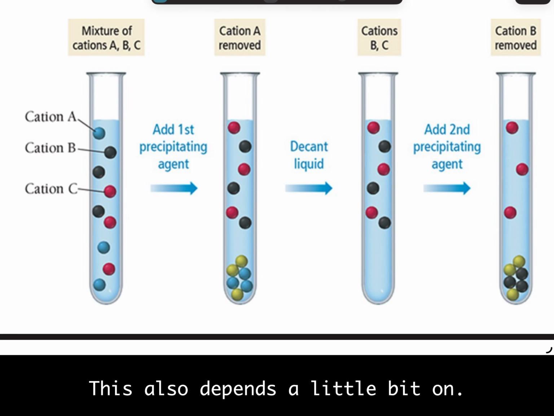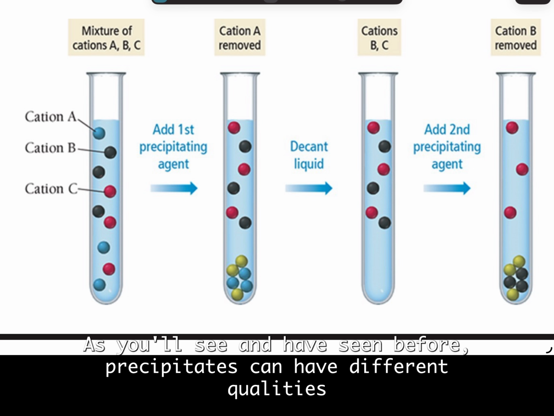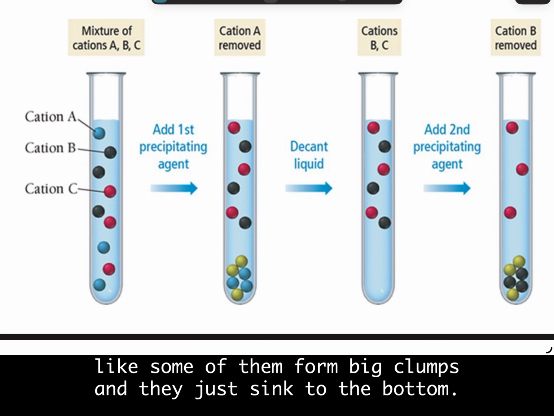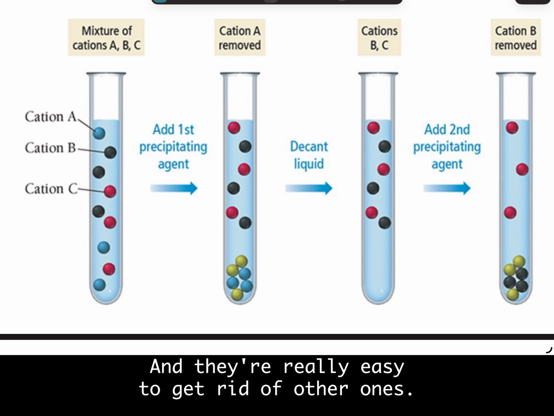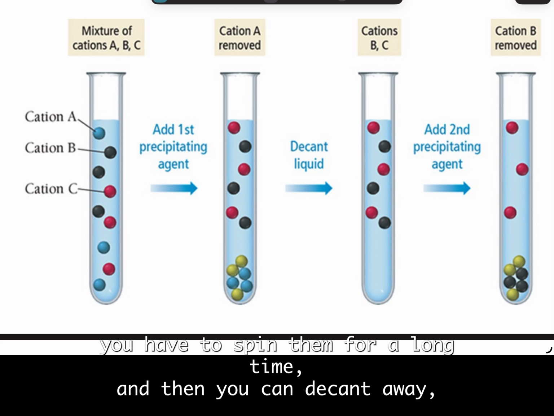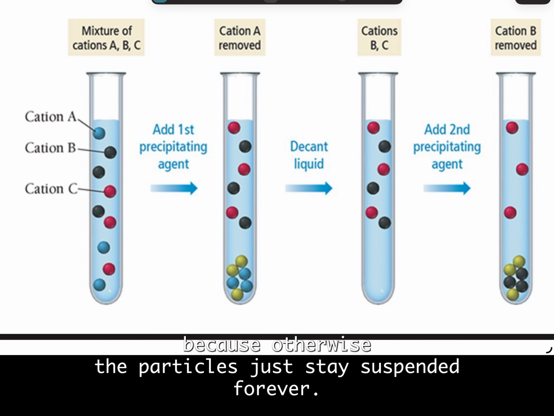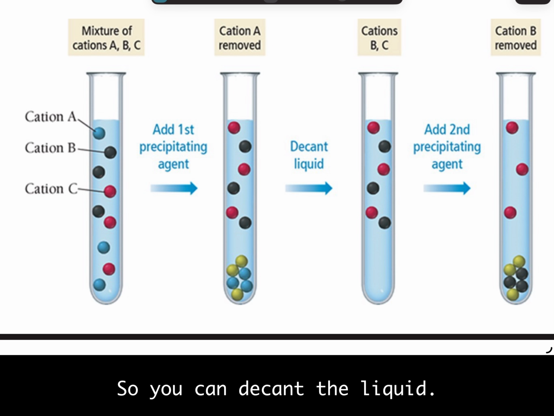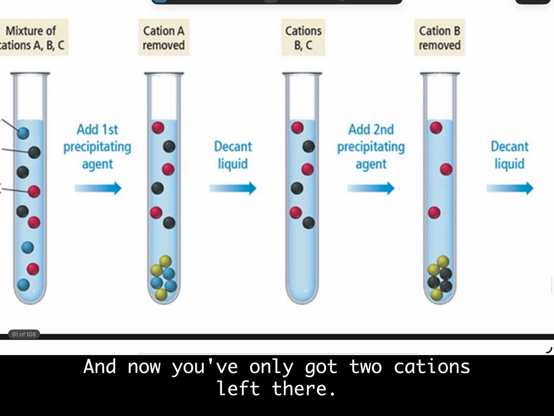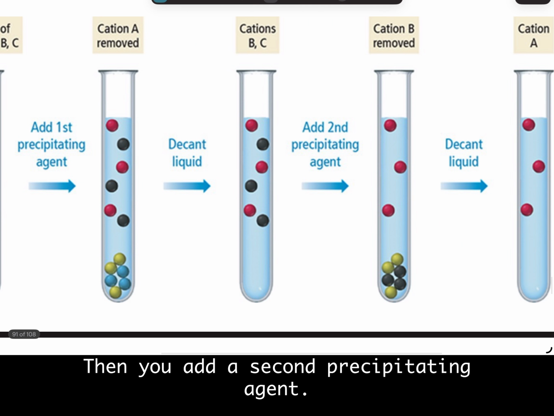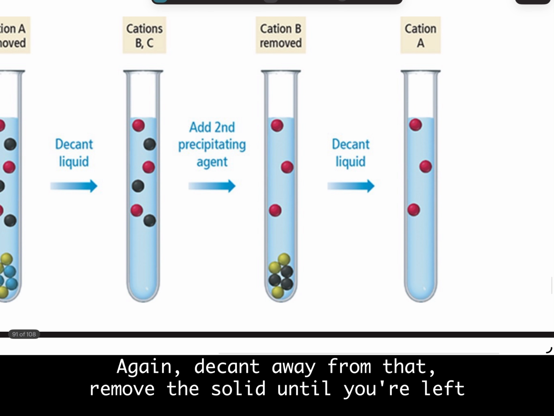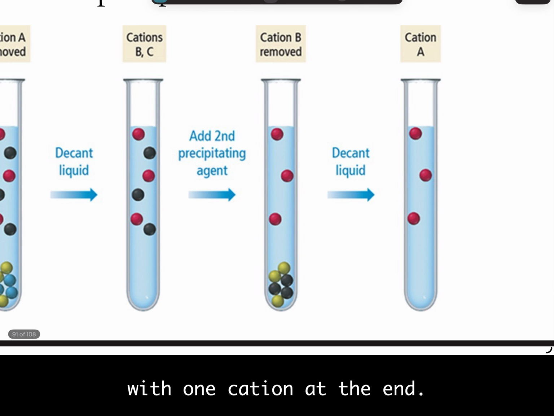This also depends a little bit on, as you'll see, precipitates can have different qualities. Some of them form big clumps and they just sink to the bottom and they're really easy to get rid of. Other ones, you have to use the centrifuge and spin them for a long time and then you can decant away, because otherwise the particles just stay suspended forever. So you decant the liquid and now you've only got 2 cations left. Then you add a second precipitating agent, again decant away, remove the solid, until you're left with 1 cation at the end.